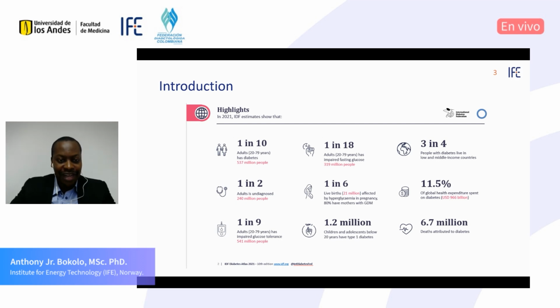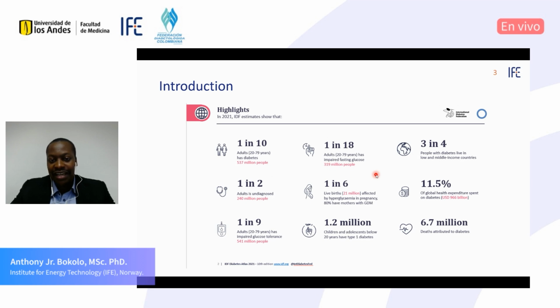So as I was saying from the slide, currently the number of type 2 diabetes and type 1 diabetes cases is high across the world. From the presentation, you can see that 1 in 10 adults are faced with this epidemic. So there is need for research in this area. And also this finding from the IDF, the International Diabetes Federation, also shows that 1 in 18 adults from the age of 20 to 79 also have impaired fasting glucose.